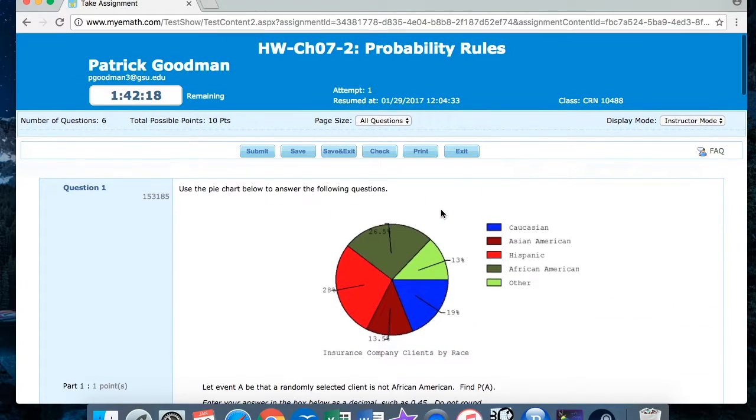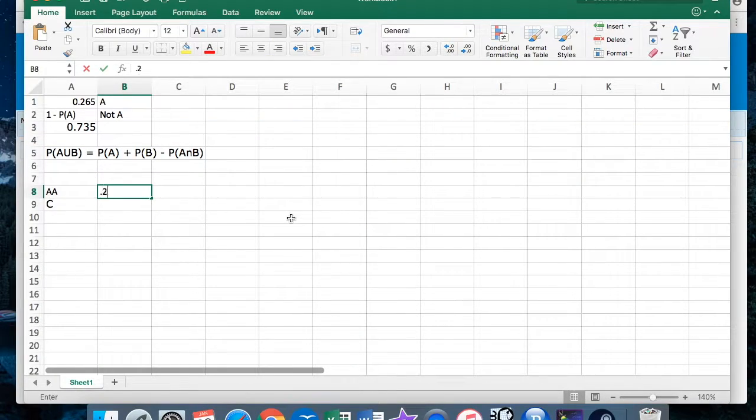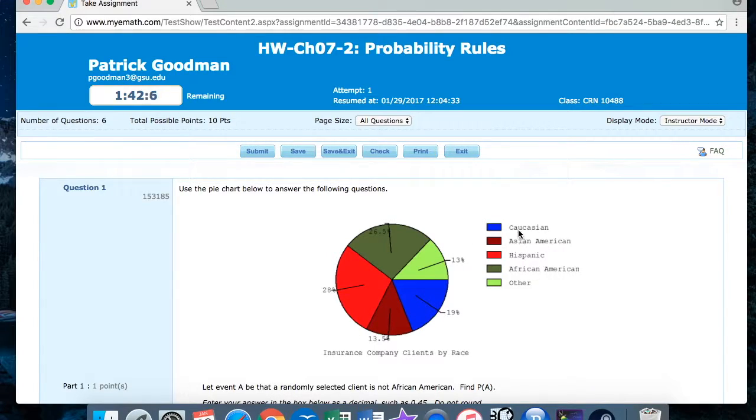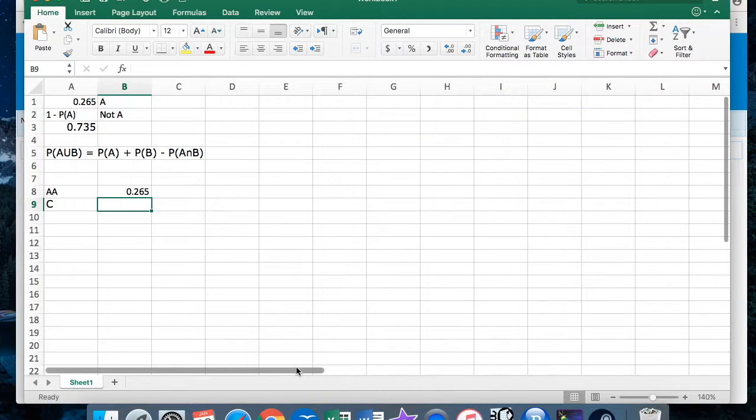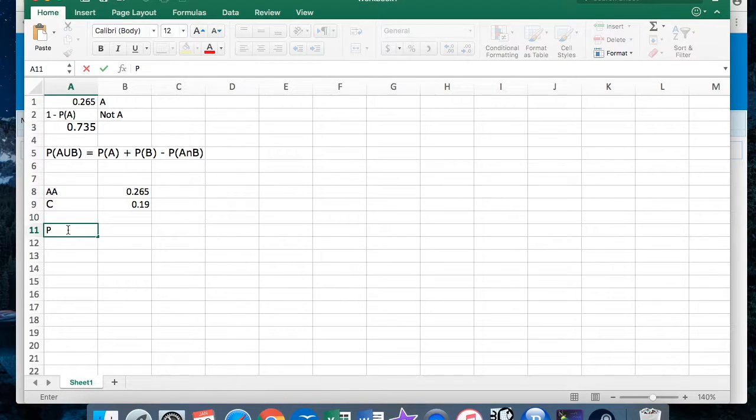African American is, again, still the 26.5%. So we have the 0.265. And then Caucasian, we have 19%, so that would be 0.19. Okay, so then the probability of African American or Caucasian is simply going to be this guy plus this guy. And there we go, 0.455.